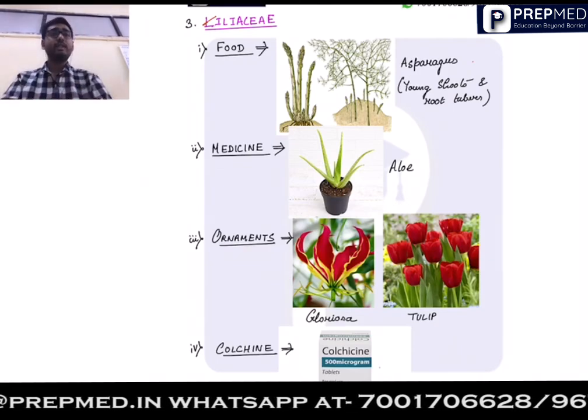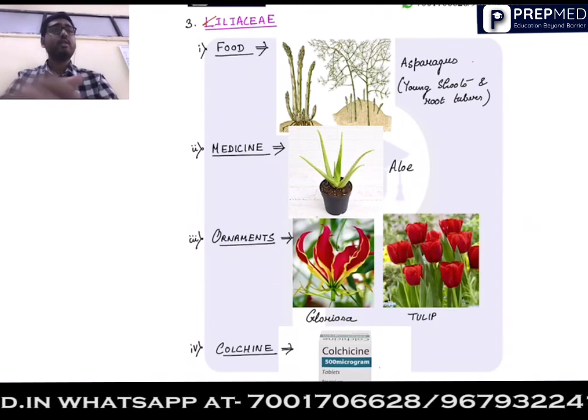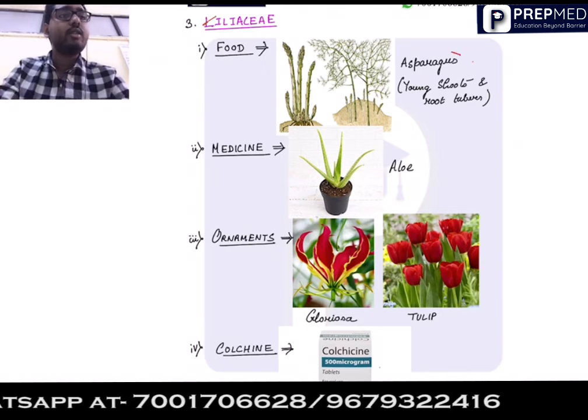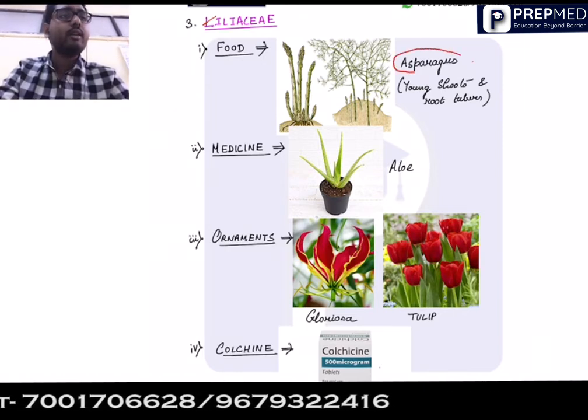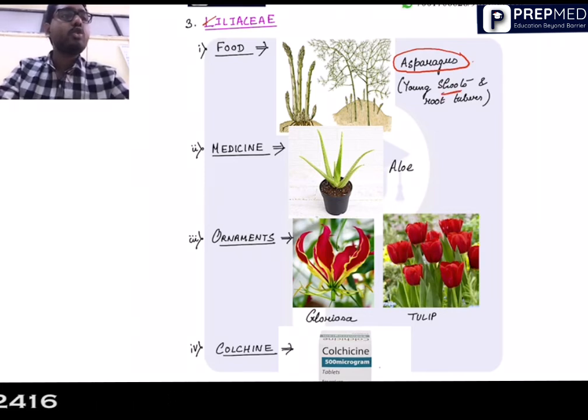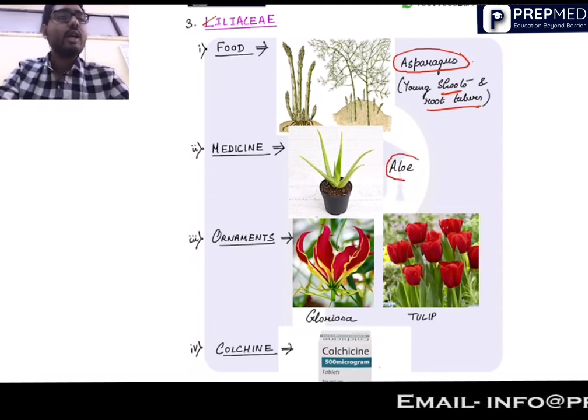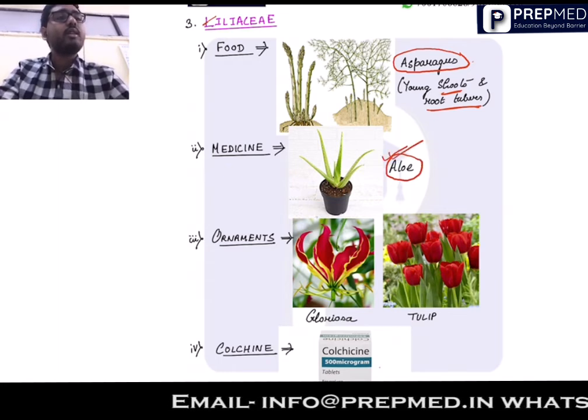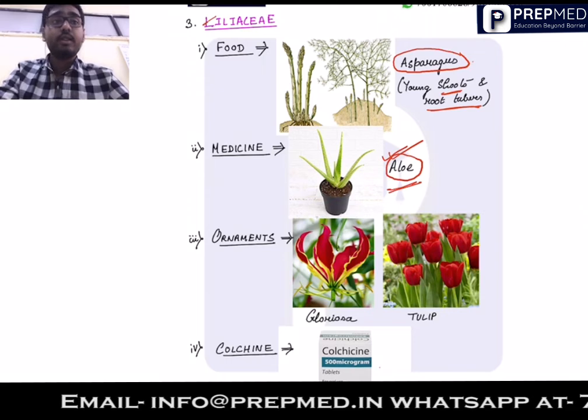Now let's come to Liliaceae. If you remember, I had given you a diagram of a berry from the asparagus plant. Young shoots and root tubers are used as food. Medicine, who hasn't heard of aloe vera gel and all? We all have used it at some point of time. So aloe, it's very important.